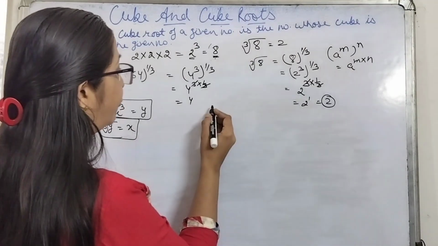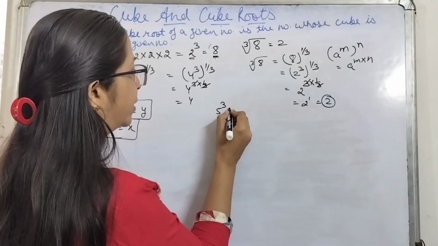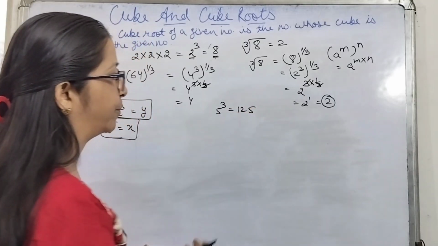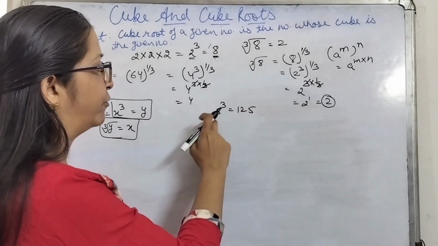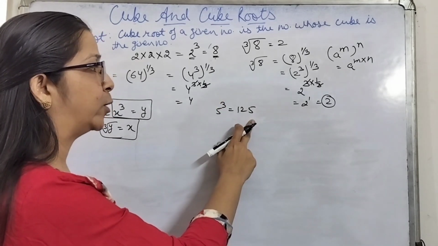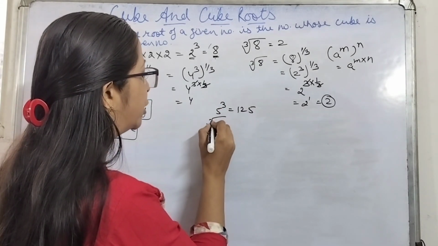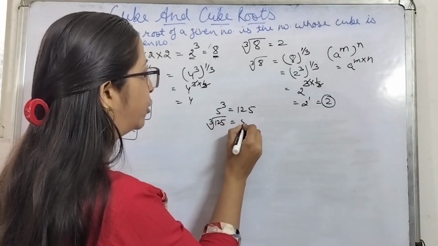Similarly, we can say the cube of 5 is your 125. That means 5 multiplied by 5 multiplied by 5 is your 125. If we multiply 5 3 times, we get 125. So we will say that the cube root of 125 will be your 5.